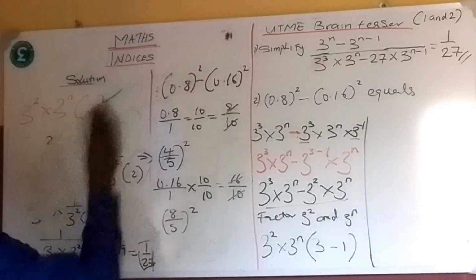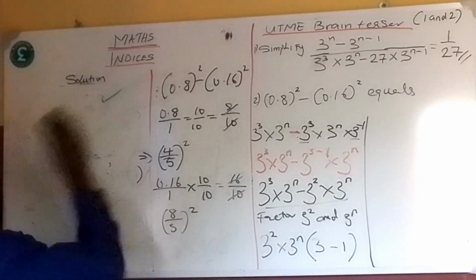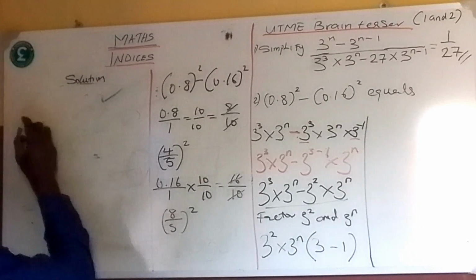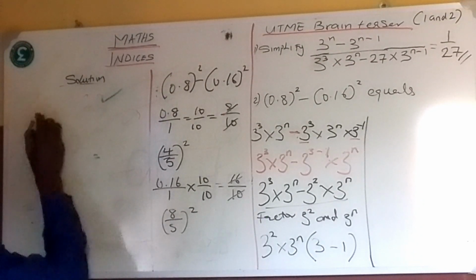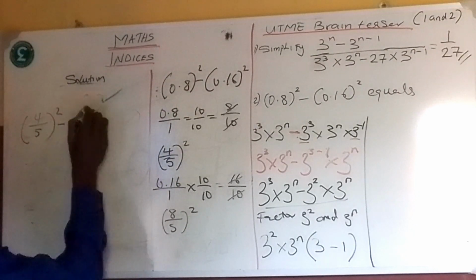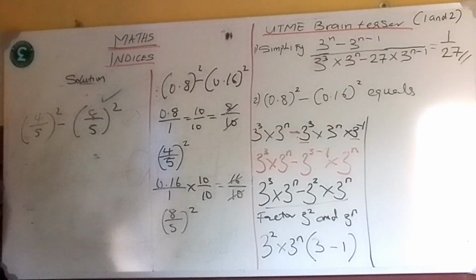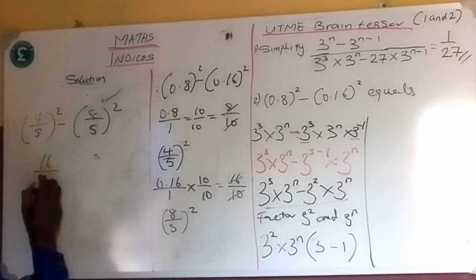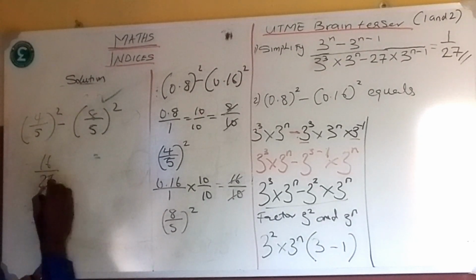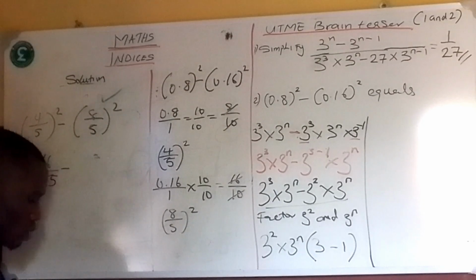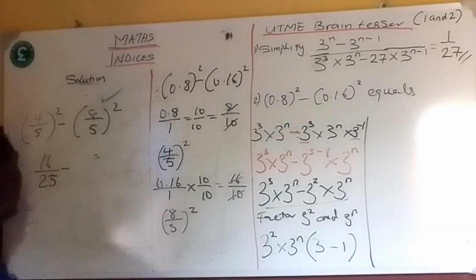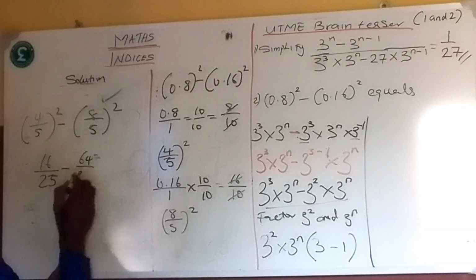So having done that, the next thing to do now is that we have 4 over 5 raised to the power of 2 minus 8 over 5 raised to the power of 2. Now I need a calculator. If I say 4 raised to the power of 2, that is 16. So I have 16 over 5 raised to the power of 2, that is 25, minus 8 raised to the power of 2. Now 8 raised to the power of 2 will give me 64. I have 64 divided by 25.